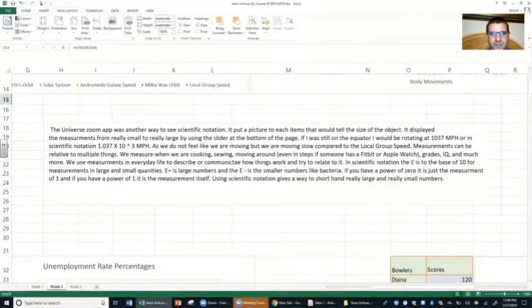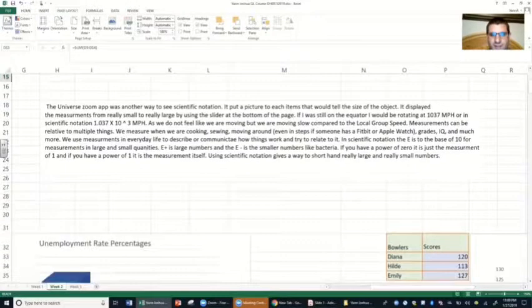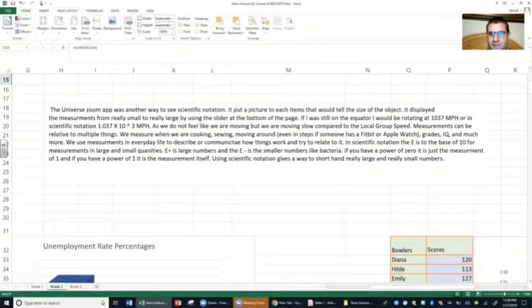E plus is large numbers, and E negative is the small numbers, like bacteria. If you have a power of 0, it is just the measurement of 1. And if you have a power of 1, it is the measurement itself. Using scientific notation gives a way to shorthand really large and small numbers.